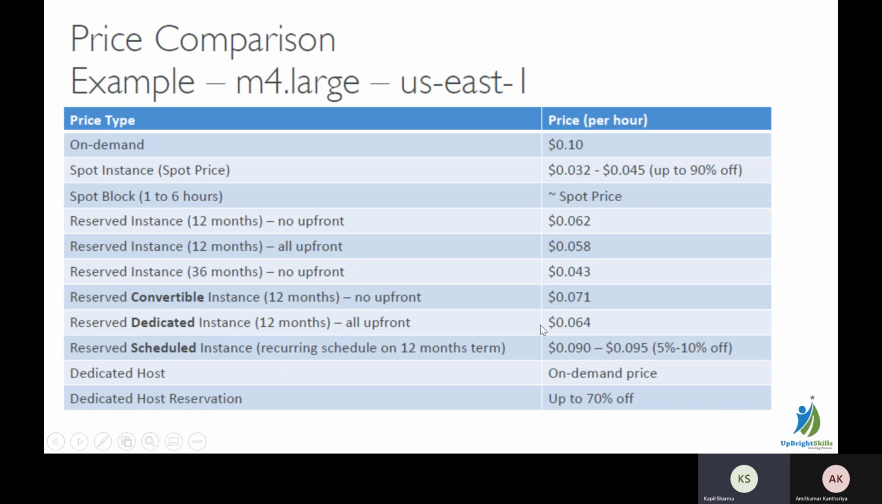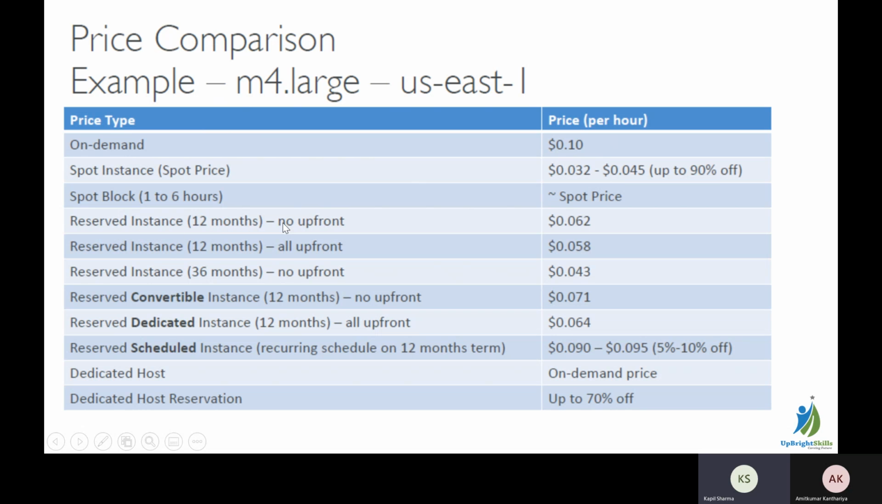Price comparisons: for example, I have taken the example of M4 large, and the region is US East 1. The price type and price per hour: the price type is on demand. See, the on demand price for this instance in this region is $0.10 per hour. And if you go with spot instance, the spot price is like 0.032, 0.045. So you can see it is up to 90% off. If you block the spot instances, for example for 1 to 6 hours, the spot price is again the same.